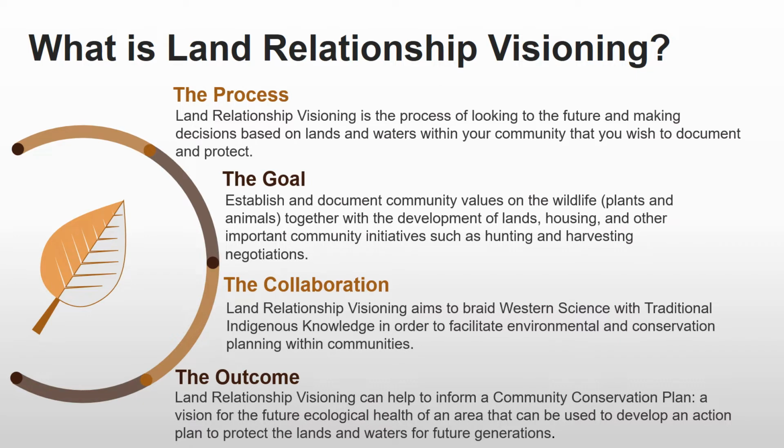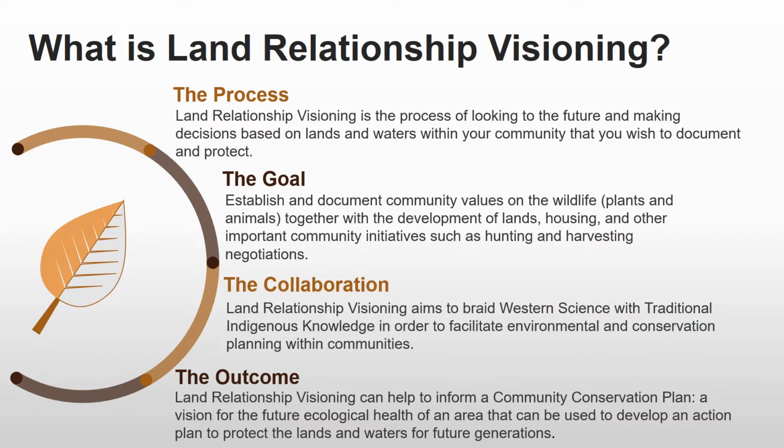Land relationship visioning includes a process, a goal, collaboration, and an outcome. The process of looking to the future and making decisions based on lands and waters within your community that you wish to document and protect is a key component of land relationship visioning. The goal of land relationship visioning is to establish community values on the development of lands, housing, and other important community initiatives such as hunting and harvesting negotiations. In this regard, land relationship visioning can help to affirm rights.